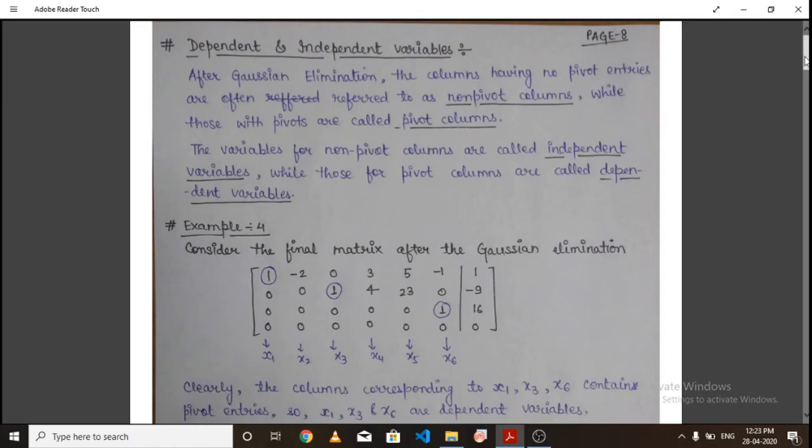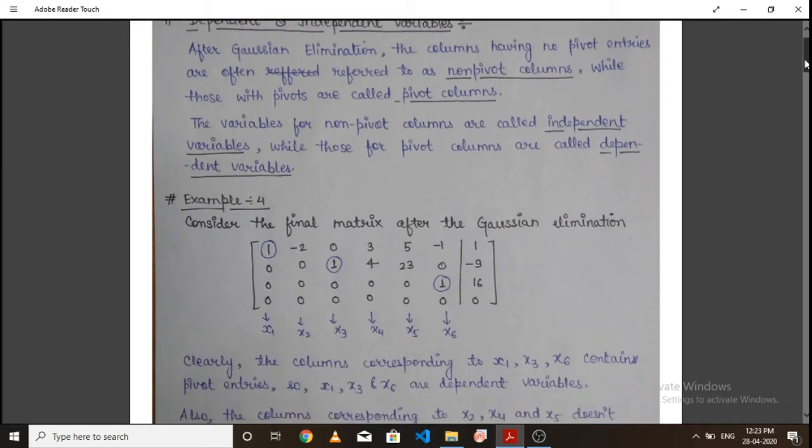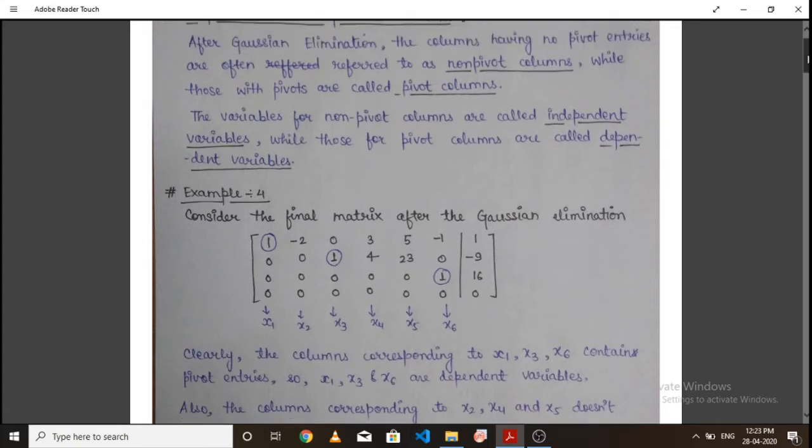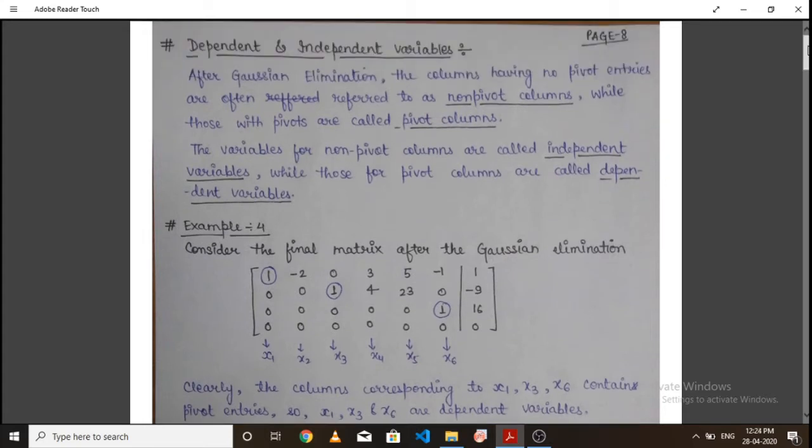Video number 3 based on Gauss elimination method. In the previous videos, we solved 3 examples. Two were based on unique solution, one was based on no solution. Today we will discuss an example where the system has infinite number of solutions.